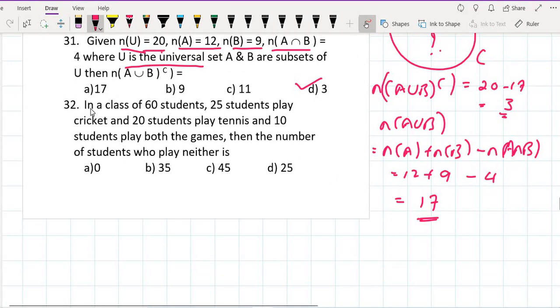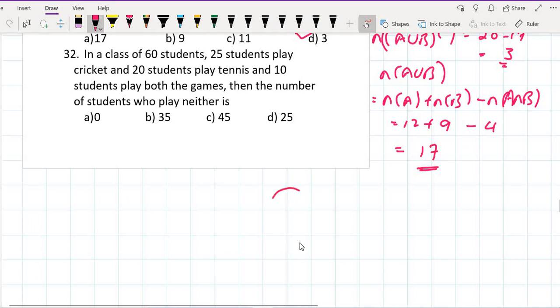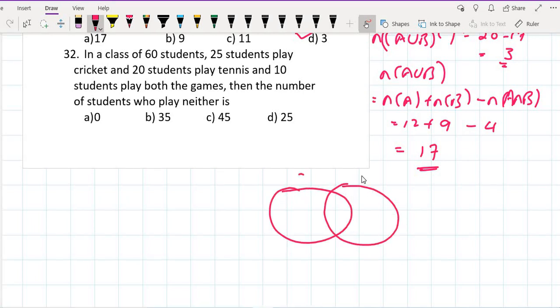Next, consider question number 32. In a class of 60 students, 25 students play cricket, 20 students play tennis, and 10 students play both the games. Then the number of students who play neither cricket nor tennis is to be found. So for this, if you observe the statement, two sets are there, cricket and tennis. The ones who play both, that is 10. N of C, the number of students who play cricket, is 25. You have written 10 already, so this becomes 15. Number of students who play tennis, 20. You wrote 10 already, so this is 10.